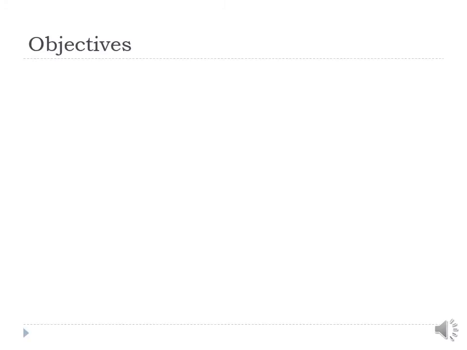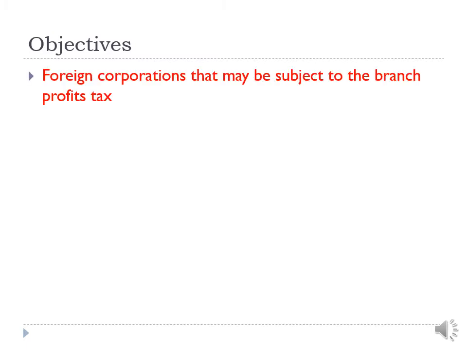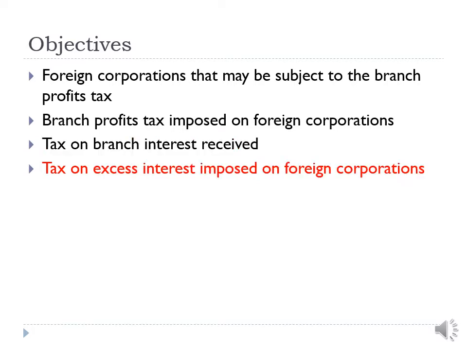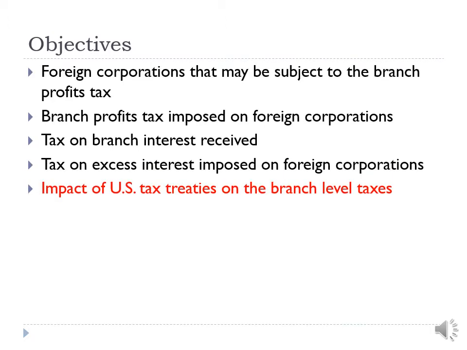The objective of this lecture is to provide a brief overview of the following: foreign corporations that may be subject to branch-level taxes, branch profits tax imposed on the foreign corporation, tax on branch interest received, tax on excess interest imposed on the foreign corporation, and the impact of U.S. tax treaties on branch-level taxes.